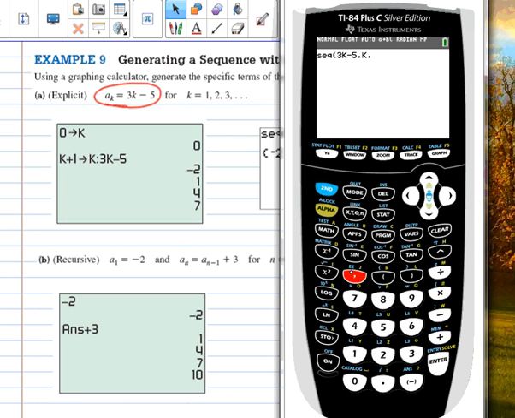Comma. I need to tell where I start. I'm starting at 1. Comma. I need to tell where I'm going to end. Well, I can't do it infinitely, so let's do the first 10. Close parentheses. Hit enter. There you go. Negative 2, 1, 4, 7, 10, 13, 16, 19.